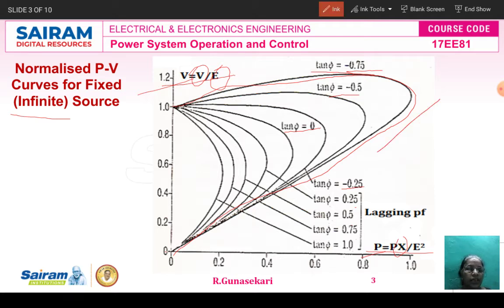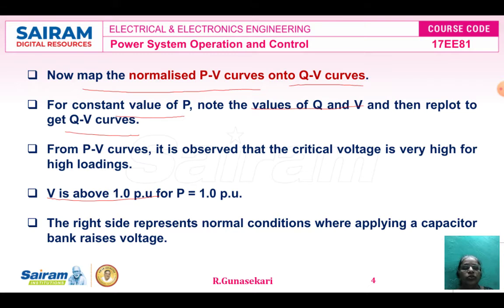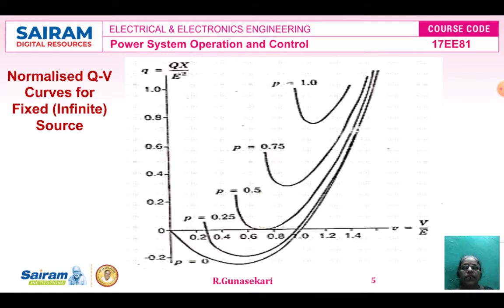Okay, so that means the voltage increases, that is, it only rises. That means we can add the reactive power component, that means power improvement devices, we have to use them. Okay, you see now the normalized QV curve for the infinite bus bar only.